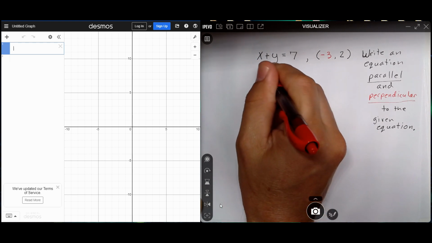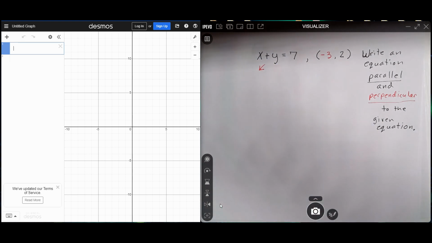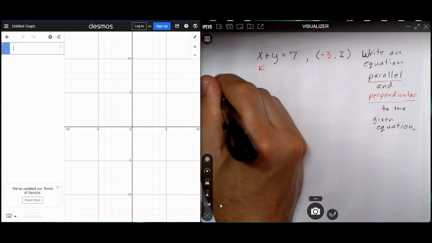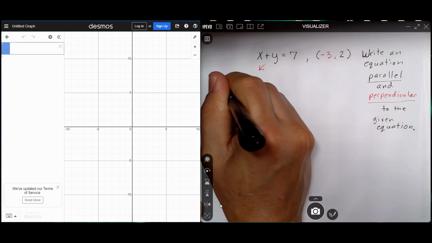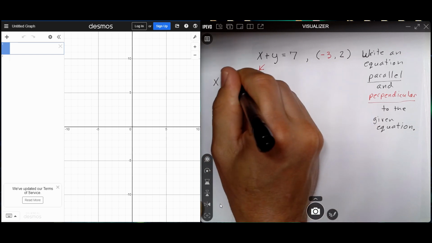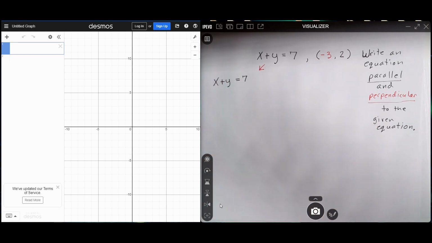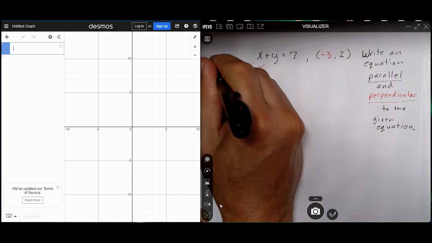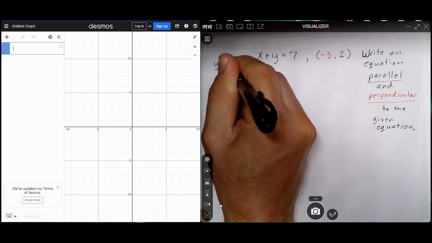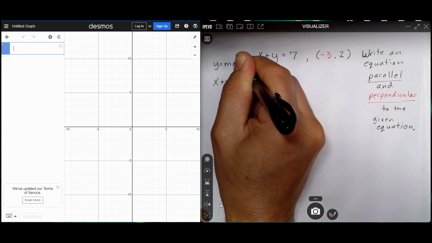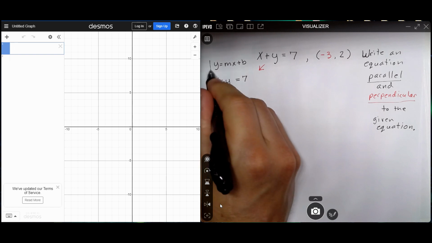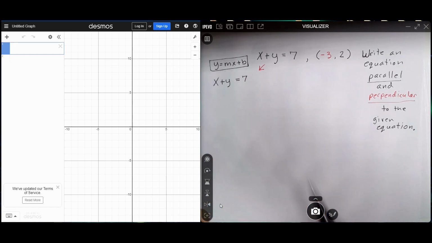So I'm going to go ahead and just put an arrow going over here. And so we are going to convert it. When I say convert it, we're going to rewrite it right quick. So x plus y equals 7. I want to put it in slope-intercept form, which means it's going to look like this: y equals mx plus b. So my goal is to get it like this, so we're going to graph it.